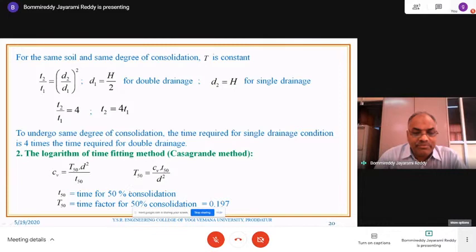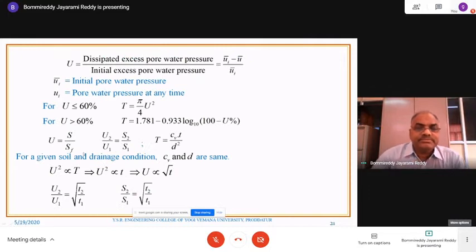So t50 means time for 50% consolidation, and capital T means time factor for 50% consolidation, and D naturally is the drainage path. And U is the dissipated excess pore pressure divided by the initial excess pore pressure. So initially the pore pressure in the soil is Ui, and Ui minus U, divided by Ui, is the dissipated excess pore pressure, that is, the excess pore pressure expelled as water, divided by Ui.